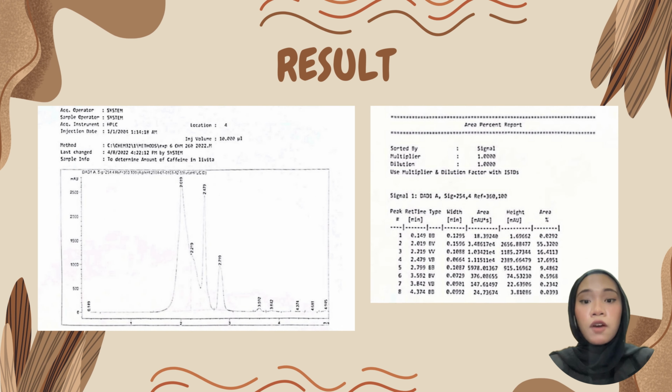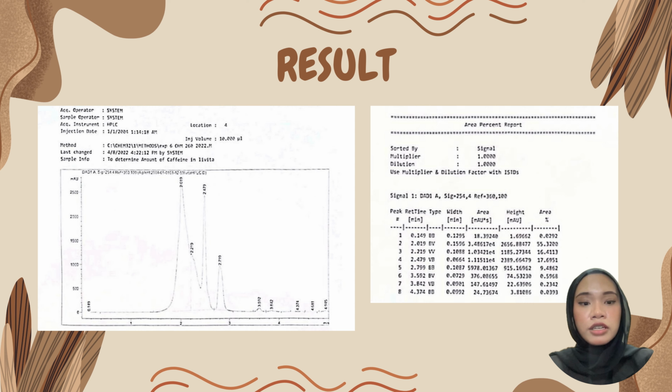Next, comparison of caffeine content. Coke has 1121.2 ppm, which is equivalent to 1.1212 mg per ml. Lavita has 5582.8 ppm, equivalent to 5.5828 mg per ml. The caffeine concentration in Lavita is approximately 5 times higher than in Coke, which is consistent with the nature of these beverages.